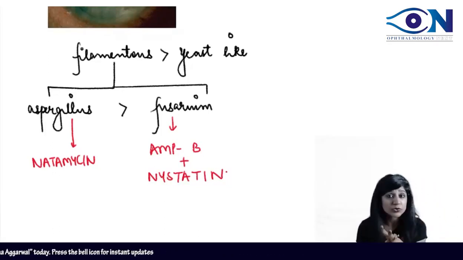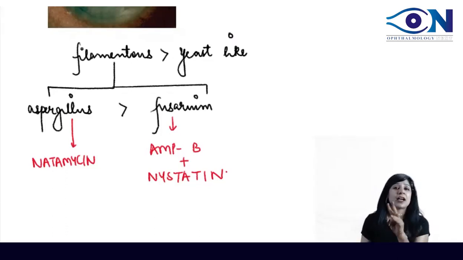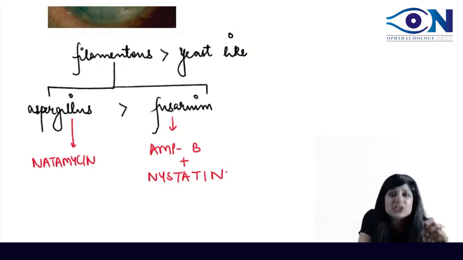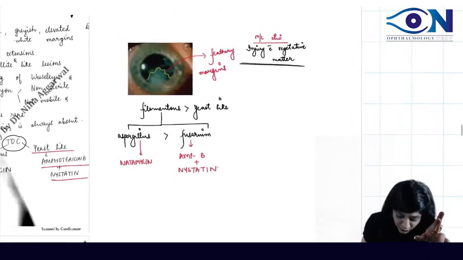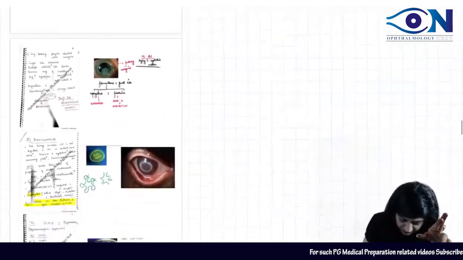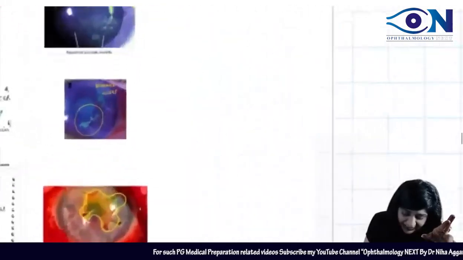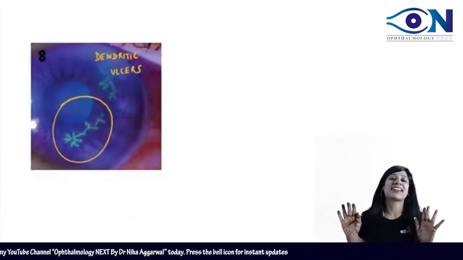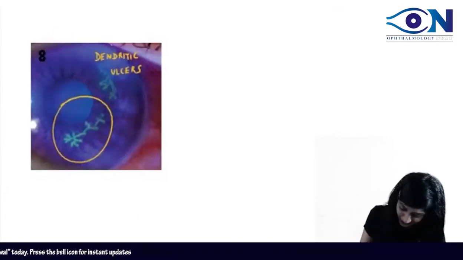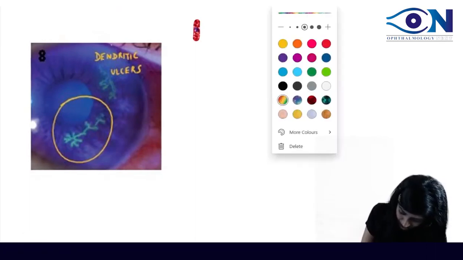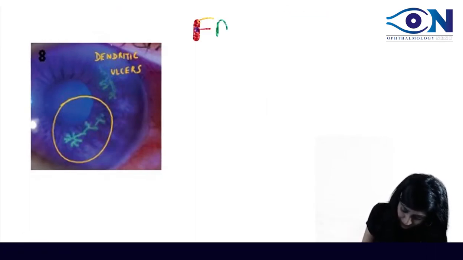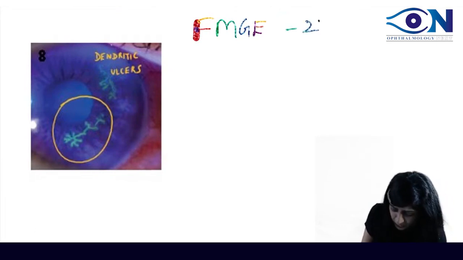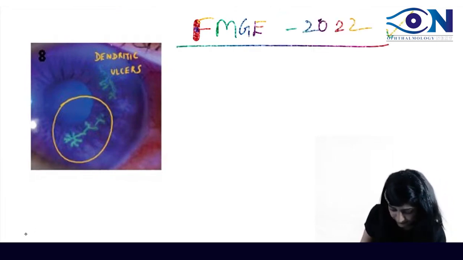So, this is your fungal corneal ulcer. I think you have understood the difference between the bacterial and fungal. Again, I will say I am not interested in just telling the characteristics of bacterial and fungal. Differentiation is more important because in the question you will have to differentiate. Clear hai? Let us move towards the third one. And I think this is a must for every FMG exam. Must. And I will write FMGE 2022 because most of the time this question will come.